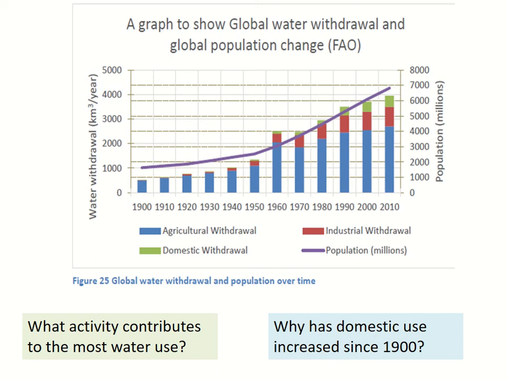Okay, so the activity that contributes the most to water use or withdrawal is agriculture, which is farming. And why has domestic use increased since 1900? Well, think about what we have now: showers, baths, taps across the house. We have appliances that use water, like coffee machines and kettles, and all that advanced technology has meant that our domestic use has increased quite dramatically.